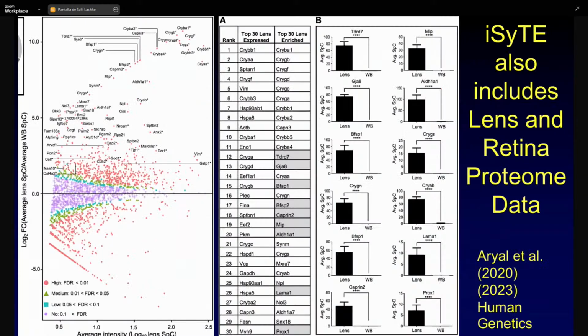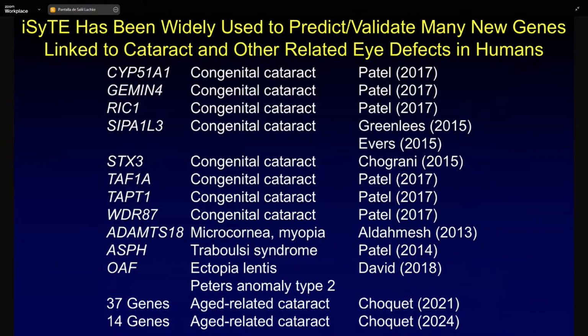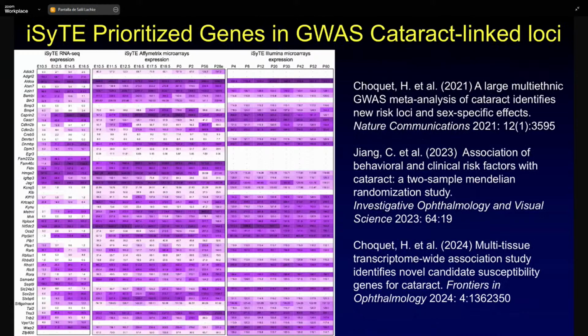Okay. And although right now iSyTE is predominantly transcriptome based, we have also used proteome based data. Now we have started incorporating that. And here is an embryonic day 14.5 lens and retina proteome that is also included in iSyTE. So over the years, this has been used by researchers the world over. Many new genes have been discovered because of iSyTE. Here are the human cases. We have also used it to add support to the GWAS predictions.